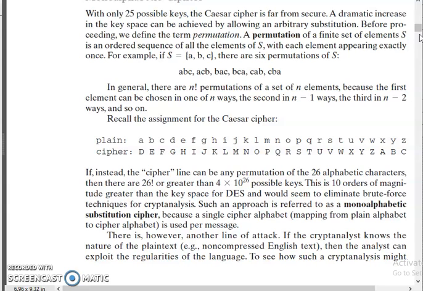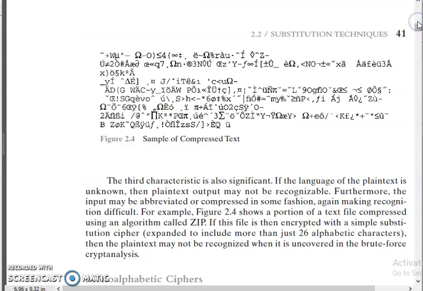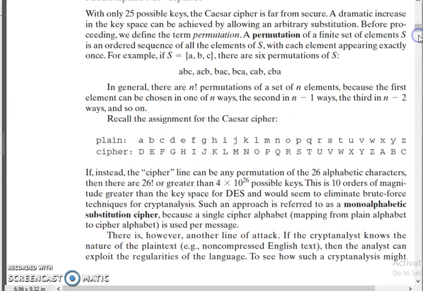In mathematics, you all know what permutations are. We can form different combinations of numbers from one set. That is the permutation. Before proceeding to the monoalphabetic cipher, we define the term permutation. A permutation of a finite set of elements S is an ordered sequence of all elements of S, with each element appearing exactly once.